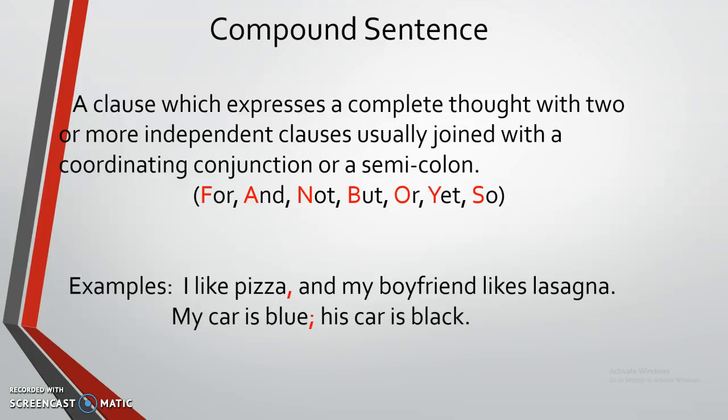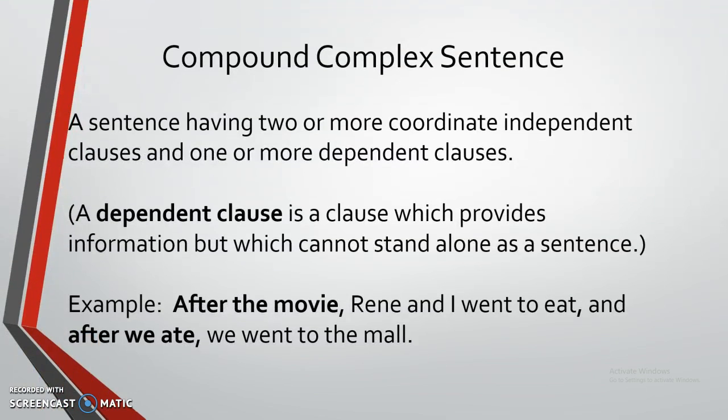Now let's look over the compound complex sentence. A compound complex sentence has two or more coordinate independent clauses and one or more dependent clauses. A dependent clause is a clause which provides information but which cannot stand alone as a complete thought. Let's look at the example.